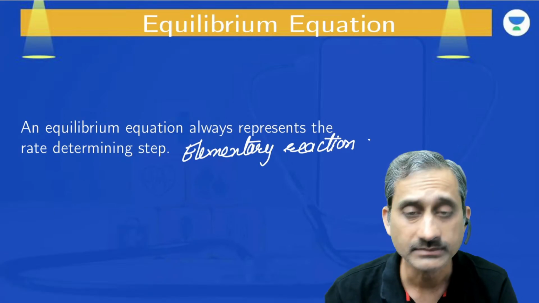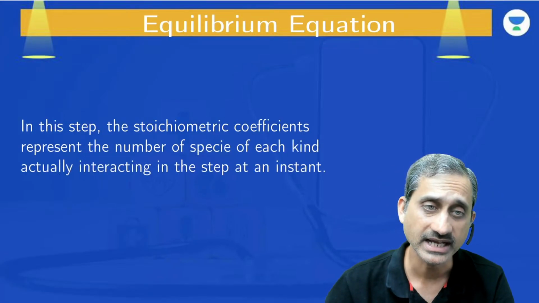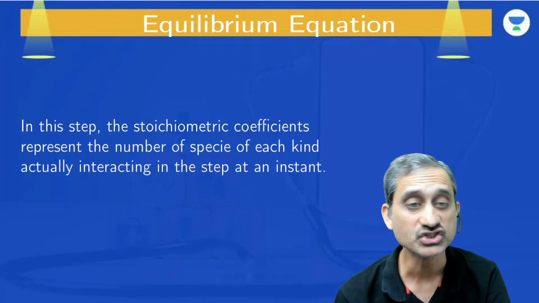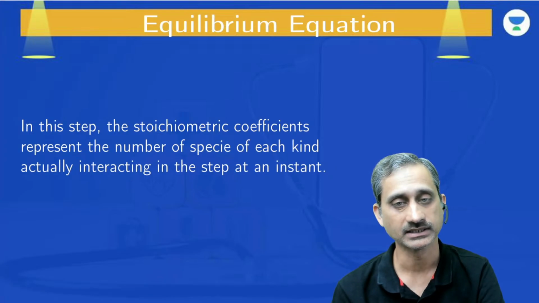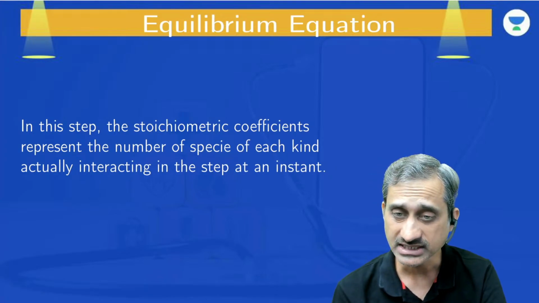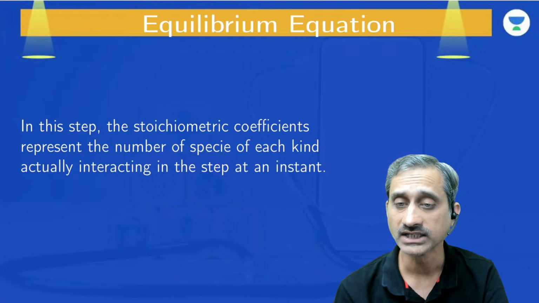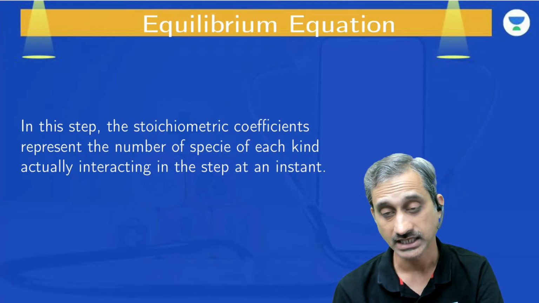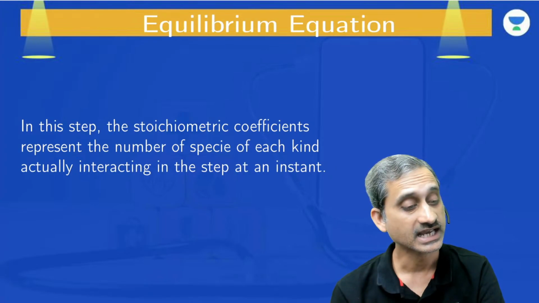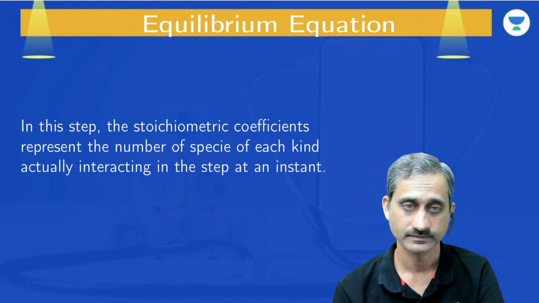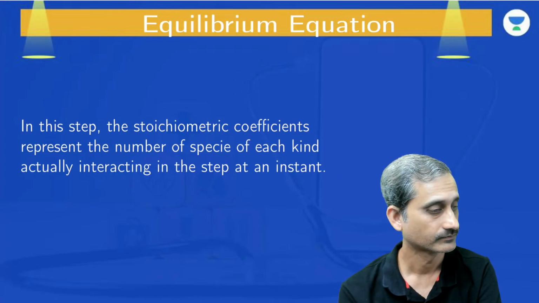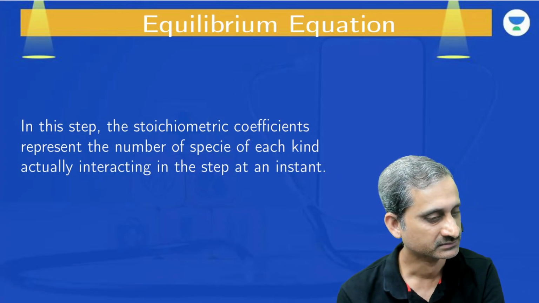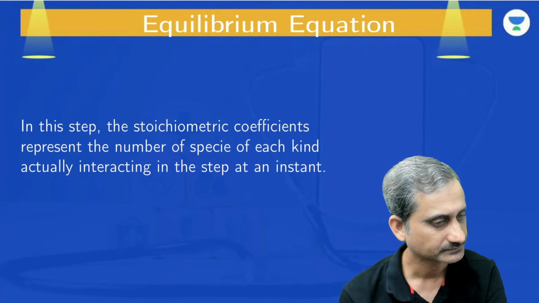So that's what we have as elementary reaction. In case of an elementary reaction, the stoichiometric coefficient represents the number of species of each kind actually interacting in the step in an instant. That is the reason when you change the balancing of the equilibrium equation, you actually change the mechanism of the equation, and that is why the expression changes. Is that clear?